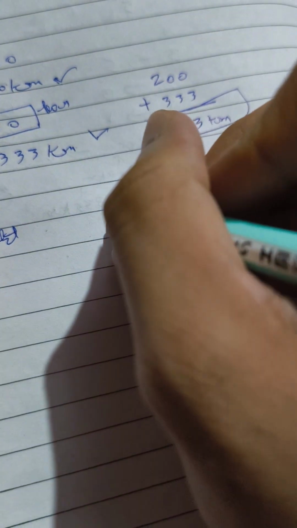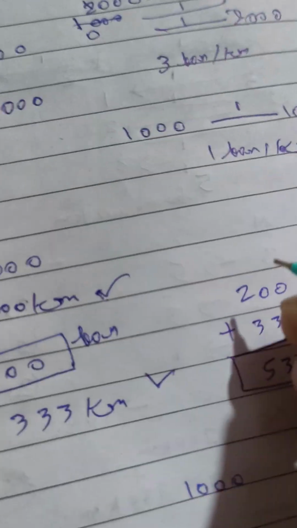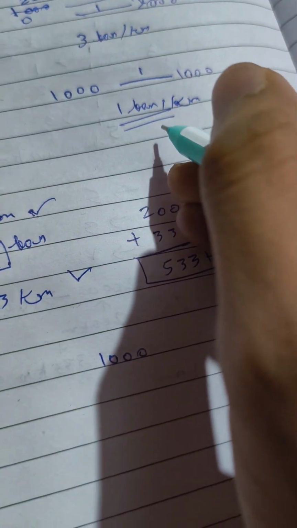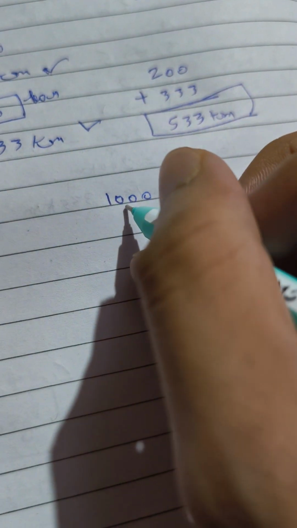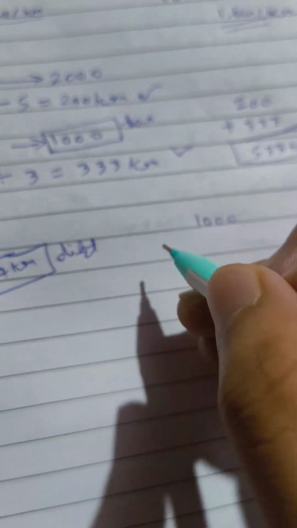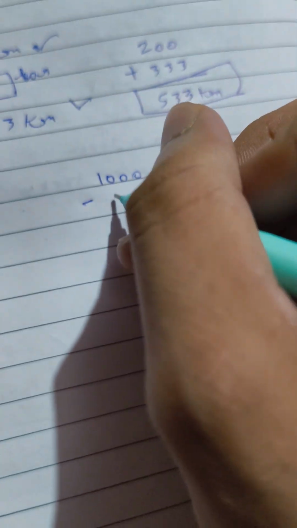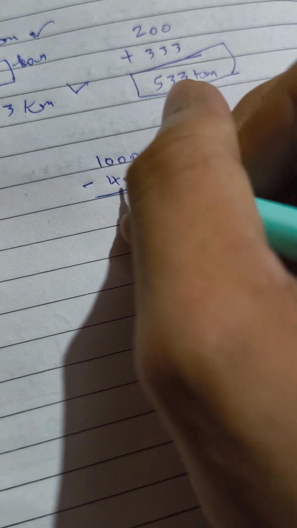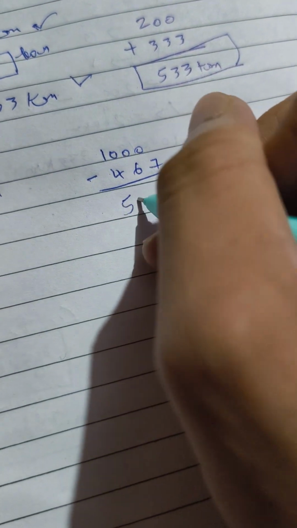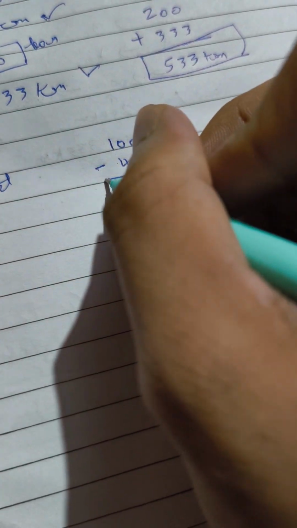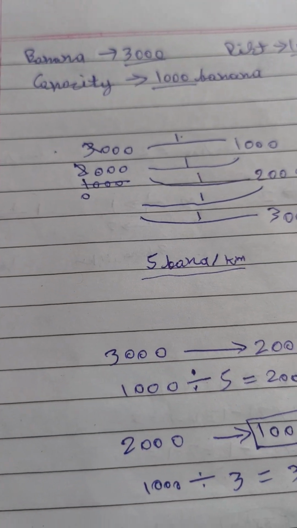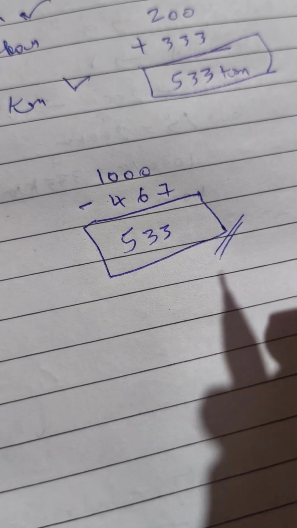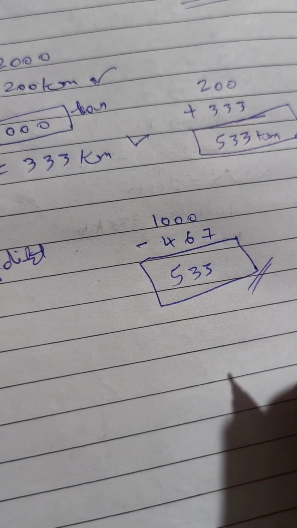So now we'll calculate. Right now the load is only 1000 bananas, and when the load was 1000 bananas, our rate was 1 banana per kilometer, because we are not doing any to and fro movement here. So we have to travel 467 kilometers further to reach our location. We just subtract it from the 1000, and we get 533. So this is the number of bananas we are left with. We started with 3000, and we are left with 533 bananas at the end position.